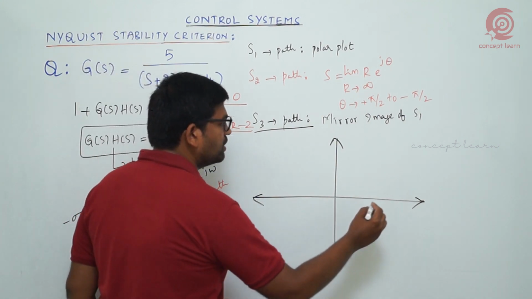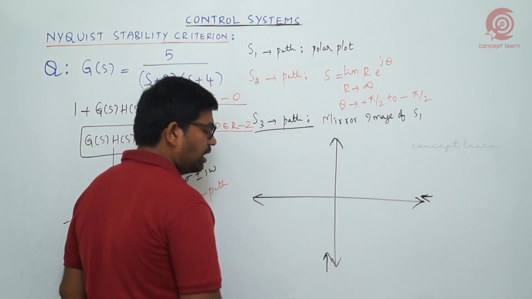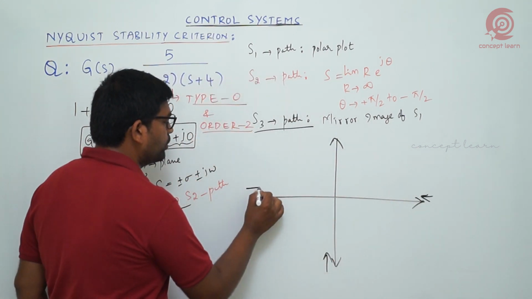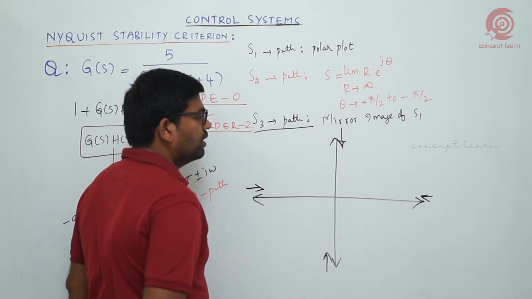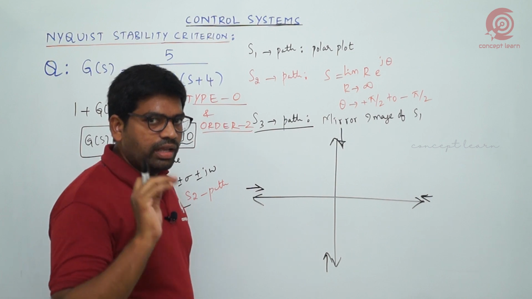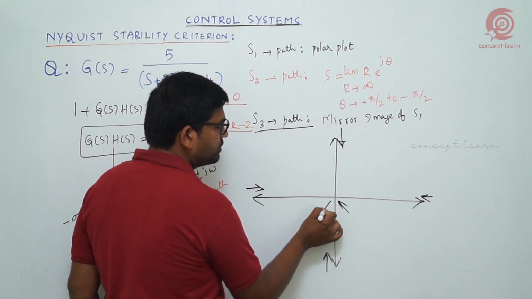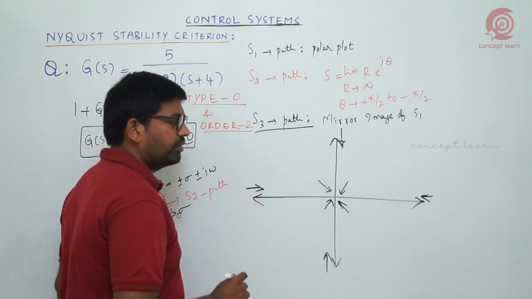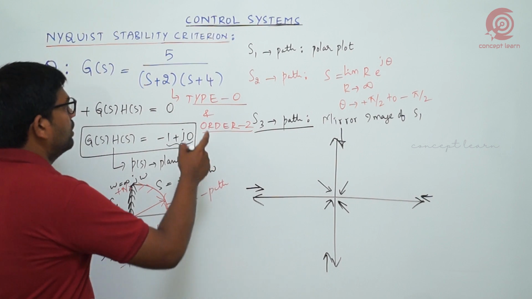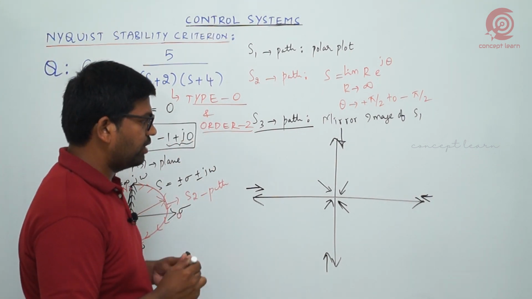So type 0 means start along this axis. Type 1 means start along this axis. Type 2 means start along this axis. This is type 3. Order indicates what? The ending point, or terminating point. So this is for order 1, this is for order 2, this is for order 3, and this is for order 4. But here it is type 0, order 2, so directly we can draw.